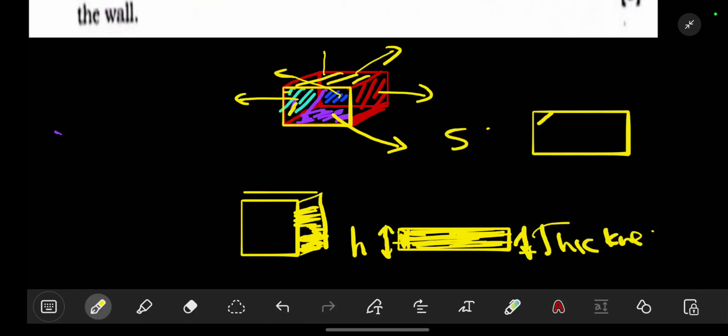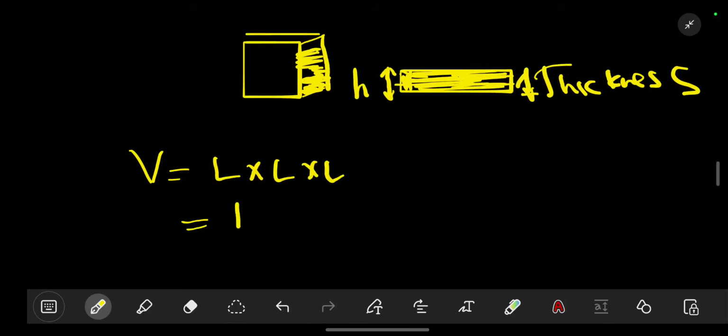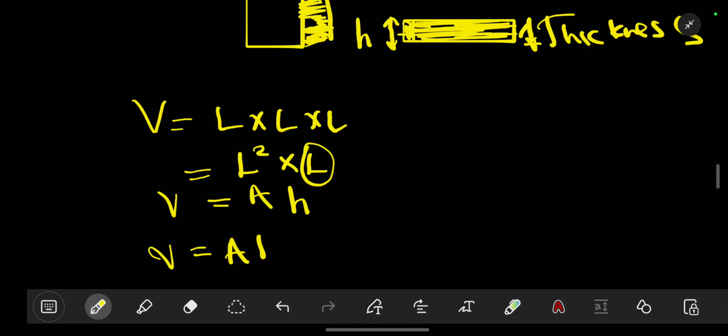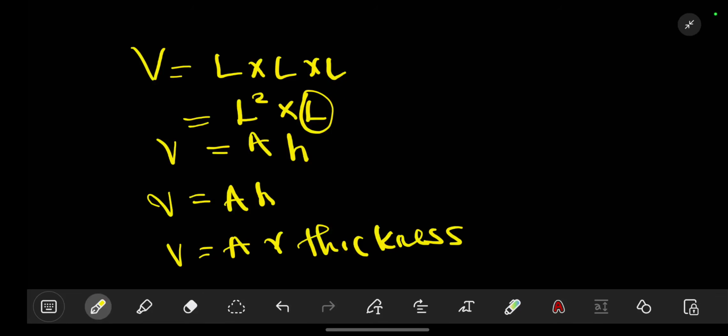Now the thickness in the actual sense is, so therefore the volume, we know that volume is equal to L times L times L if it's a square. Therefore we are going to have L squared times L. Now in this case, L squared, we know that this is area, then we have L. Now in this case, this L is equal to the height. So the volume will be equal to area times height, which in this case will be: volume should be equal to area times our thickness, like that. So with this formula, we can find the thickness.